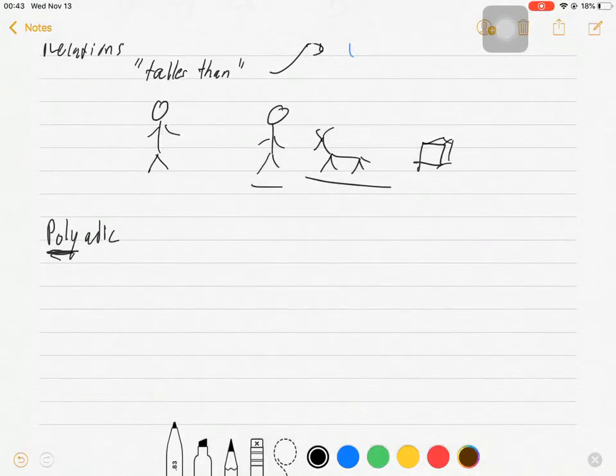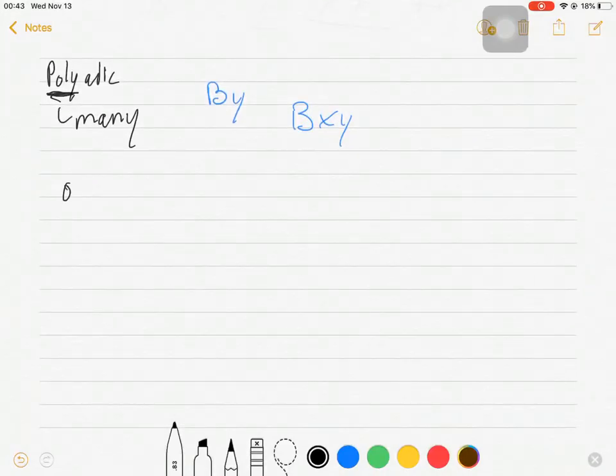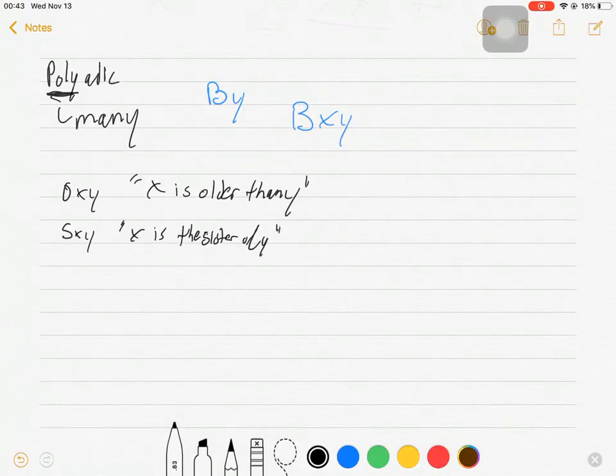In other words, poly means many. So instead of having something that has one big letter and then a little letter, we're going to have something that has one big letter and then at least two little letters. So for example, let's say that we had something that was OXY. This could stand for X is older than Y. Or even SXY, X is the sister of Y, or a sister of Y.